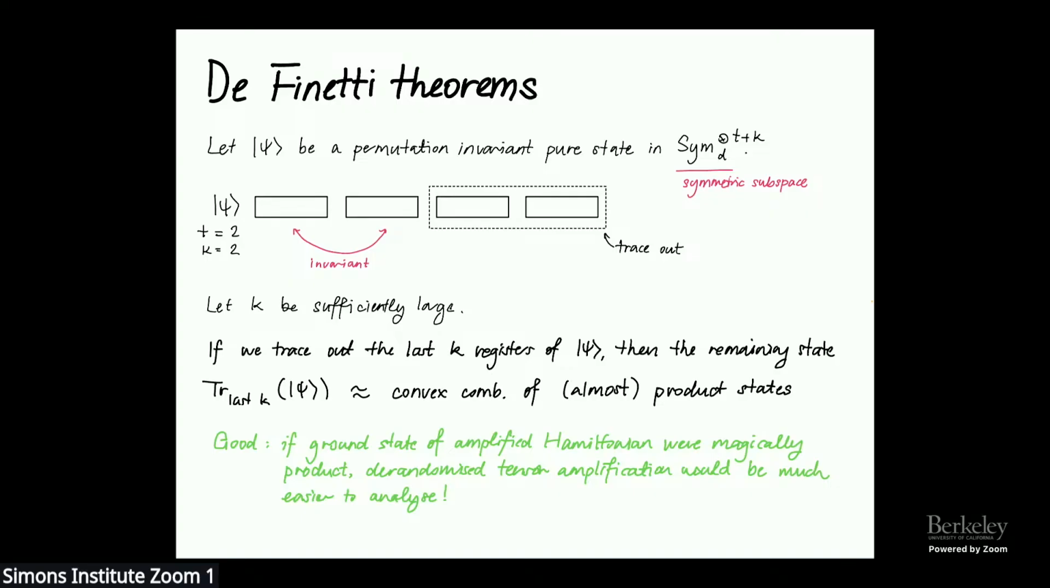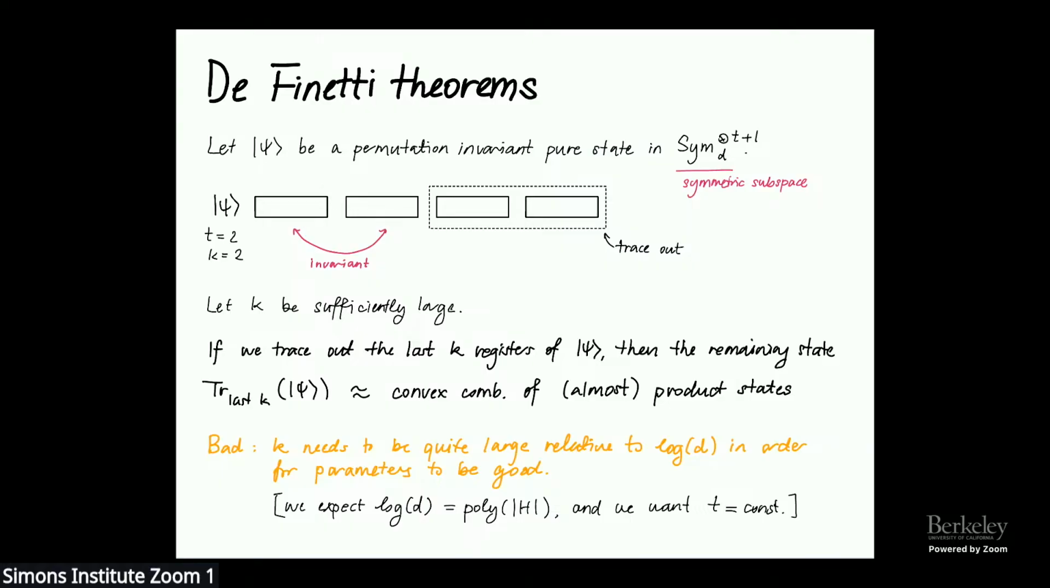So as I said, this is great because if the ground state of the amplified Hamiltonian were magically product, then derandomized tensor amplification, which is what we're trying to analyze, would be much easier. Unfortunately, as we said, K needs to be pretty big relative to log D in order for the parameters to be good in this approximation. This approximation is trivial if K is too small, right?